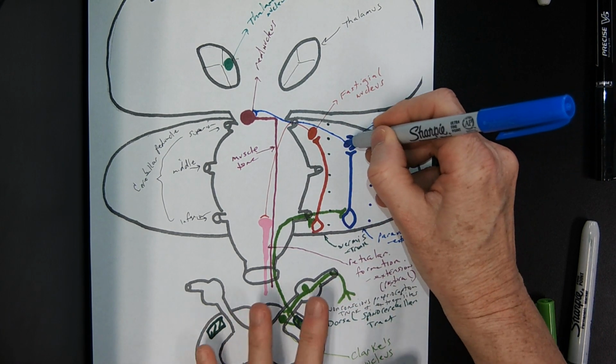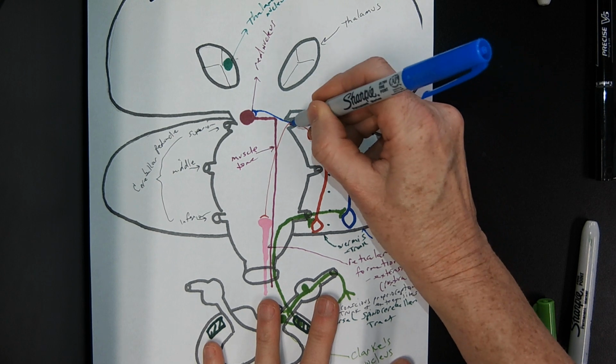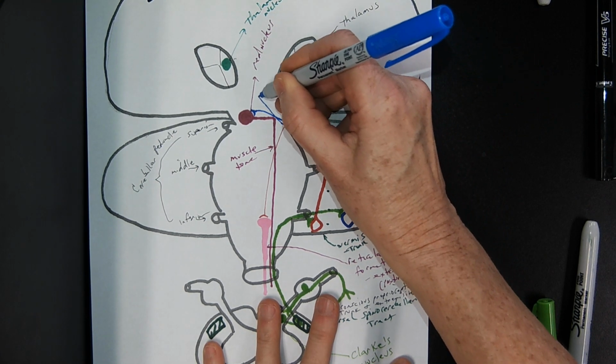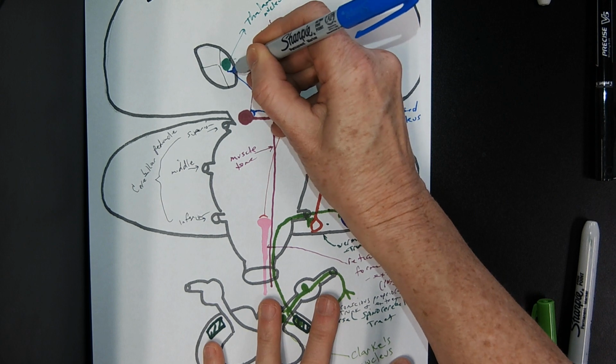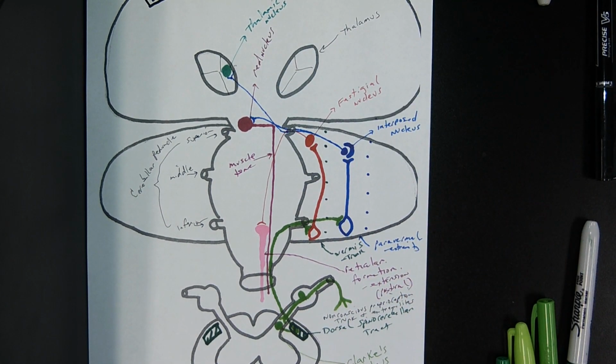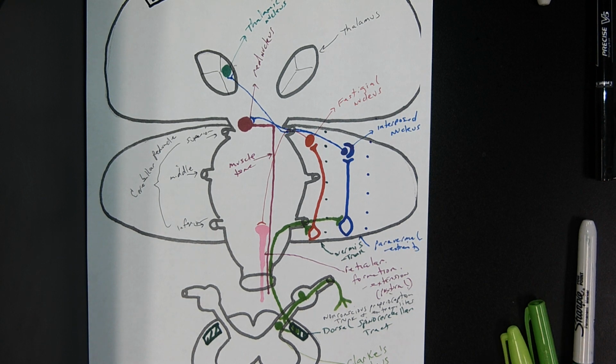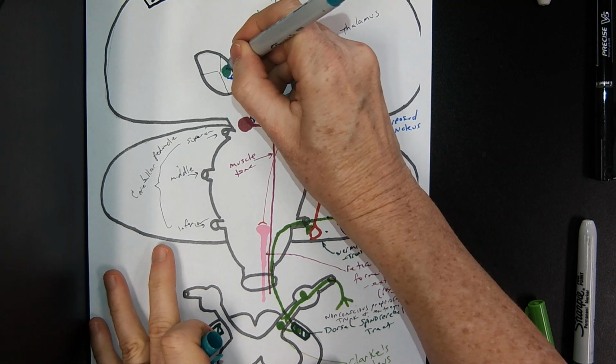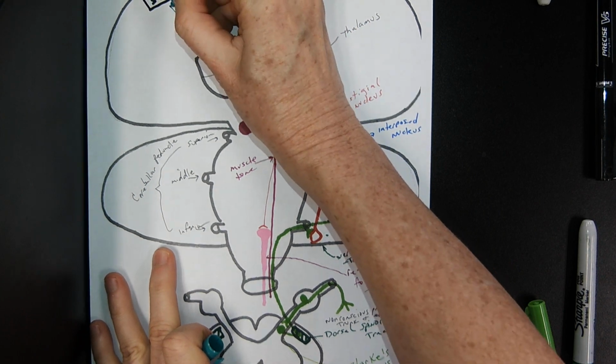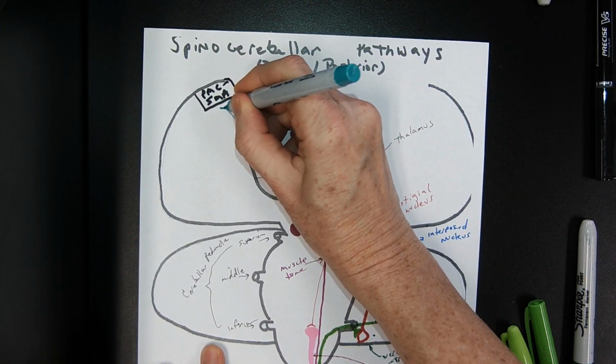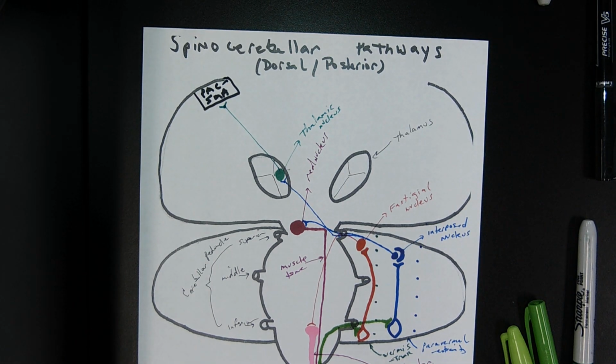You also send out axons that go out through the superior cerebellar peduncle and synapse with the contralateral thalamic nucleus. Okay, so that means information about where your extremities are in three-dimensional space is being transmitted to that particular thalamic nucleus, and then that thalamic nucleus sends out information to the premotor cortex or the supplementary motor area about where your extremities are in three-dimensional space.